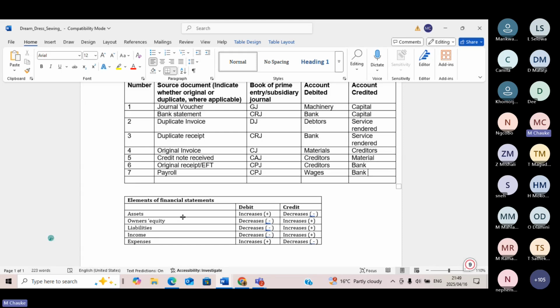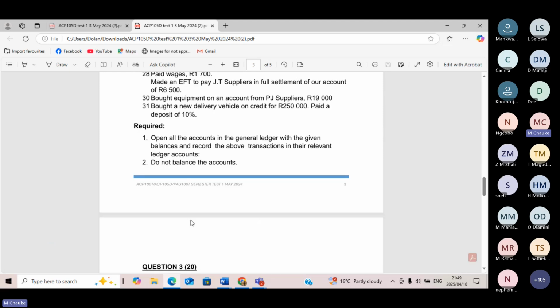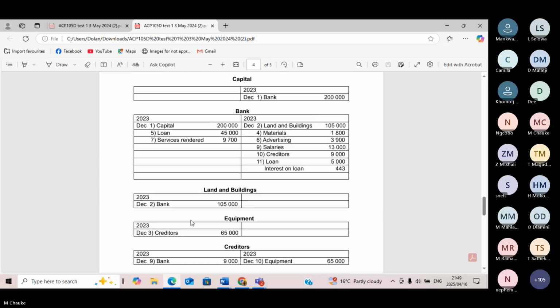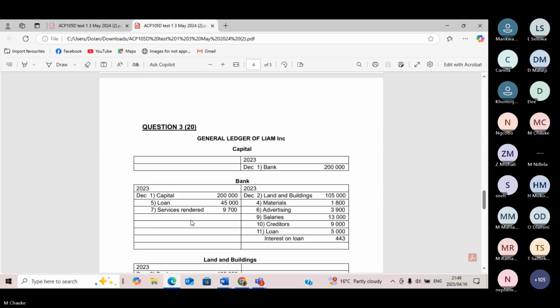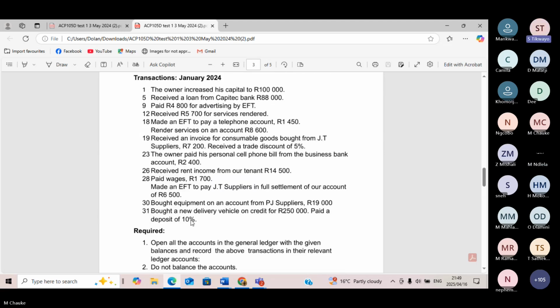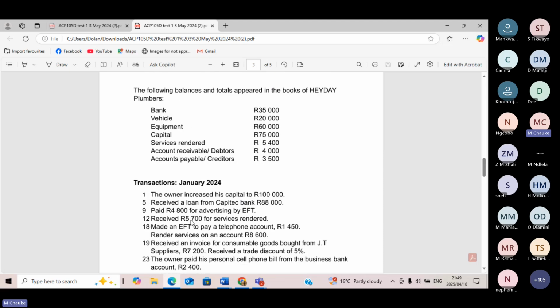Remember, don't forget, wherever you are going to debit and credit, please apply the elements. Apply the elements. Should we do this one, or maybe we should do question 3? Which one is better for you to do? Let me just hear from you. Question 2. Okay, no problem. We'll do question 2 just now.